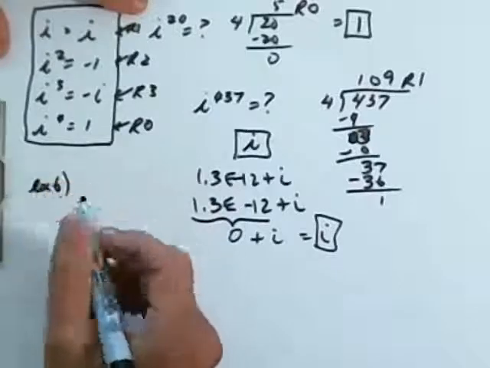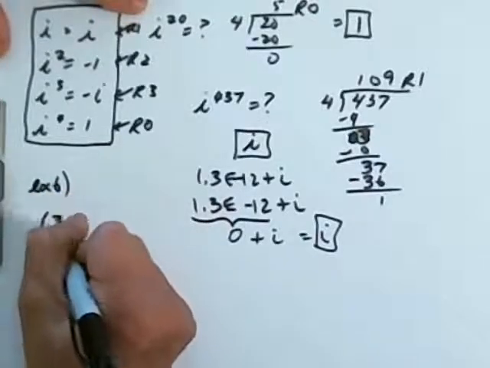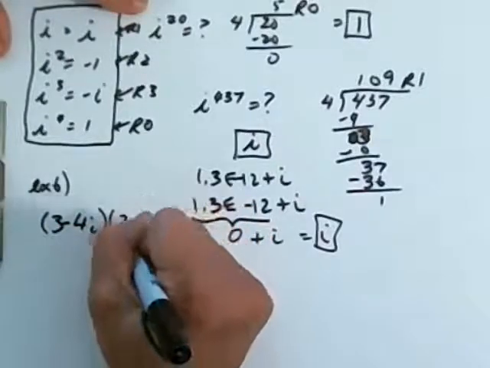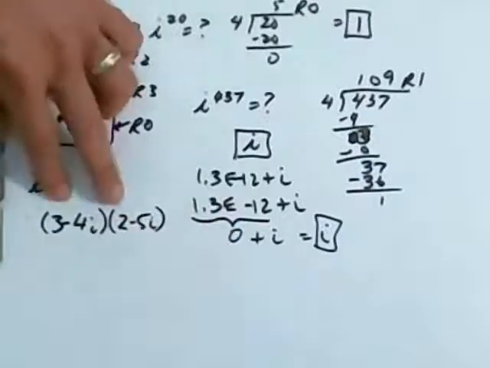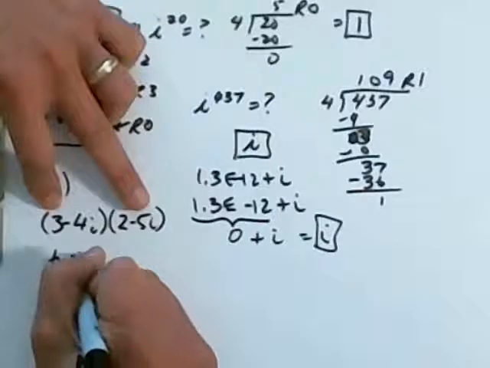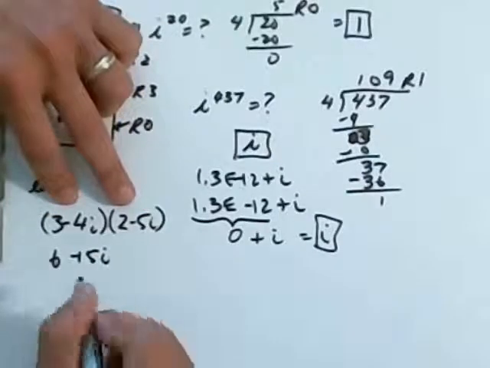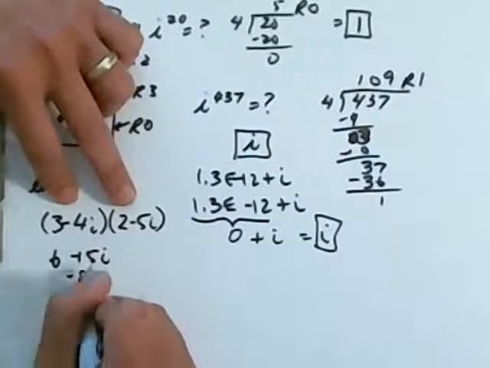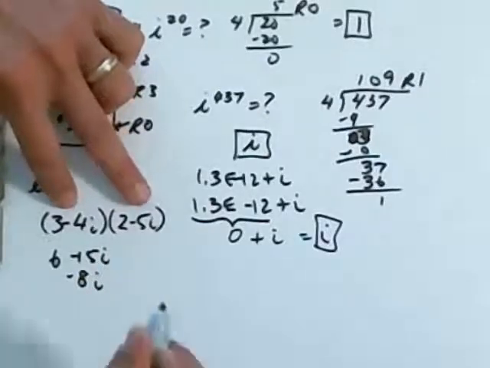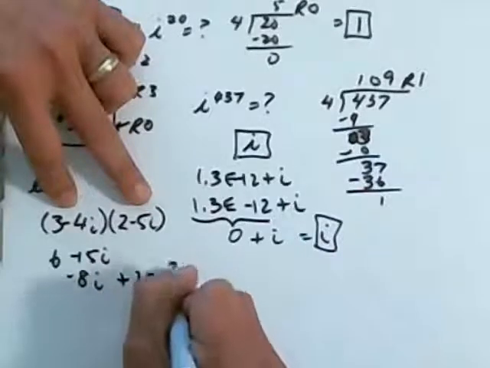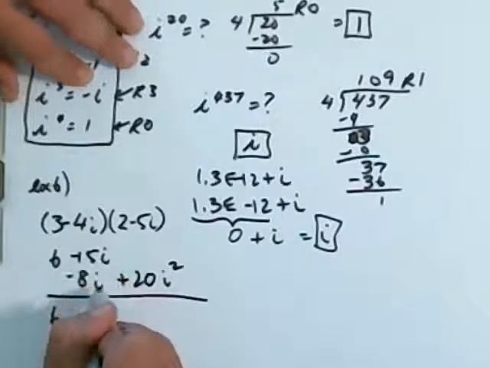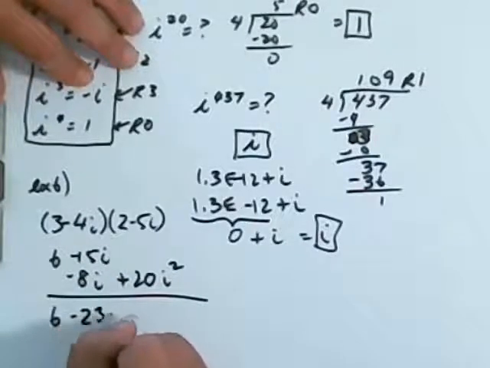Example 6. You end up with 3 minus 4i times 2 minus 5i. You're going to foil this out. So 3 times 2 is 6. 3 times negative 5 is negative 15i. Negative 4 times 2 is minus 8i. You notice I used the vertical format. The outer and the inner usually adds up. Minus 4i times minus 5i is plus 20i squared. Drop it down. 6, minus 15i, minus 8i, is minus 23i.